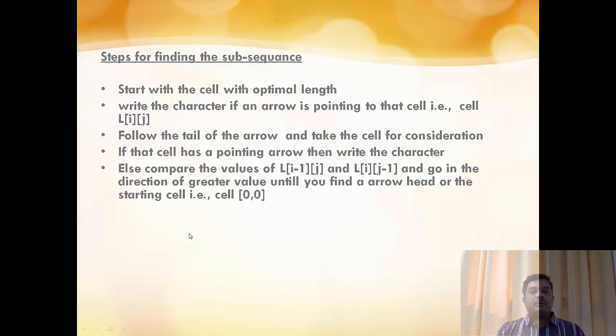So the steps here we can write. Start with the cell with the optimal length. Write the character if an arrow is pointing to the cell, that is cell Lij. Follow the tail of the arrow and take that cell for consideration. If that cell has a pointing arrow, then write the character. Otherwise, compare the values of Li-1j and Lij-1 and go in the direction of the greater value until you find an arrowhead pointing to it or the starting cell, either starting row or starting column.